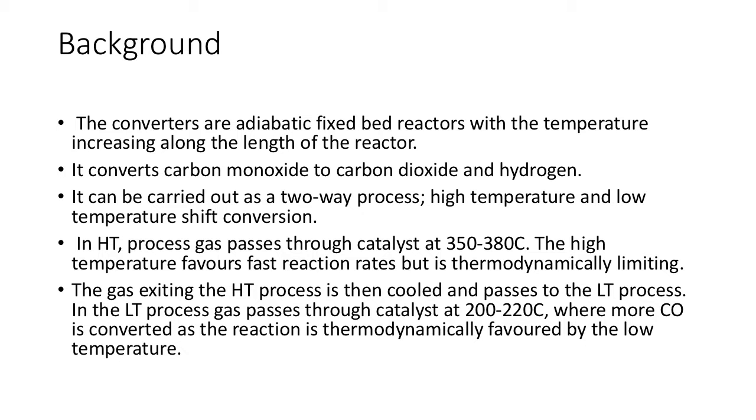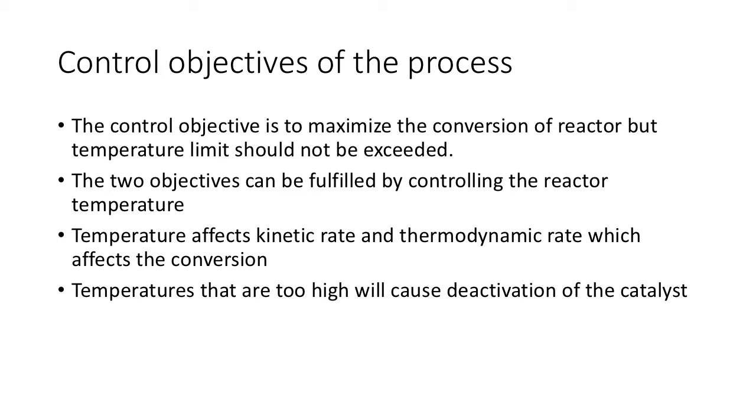The second major equipment is the CO converter, which consists of two adiabatic fixed bed reactors, the high temperature and low temperature shift conversion reactors. In high temperature, processed gas passes through catalyst at 350 to 380 degrees Celsius. The high temperature favors fast reaction rates but is thermodynamically limiting. The gas exiting the high temperature process is then cooled and passes to the low temperature process. In the low temperature process, gas passes through catalyst at 200 to 220 degrees Celsius, where more carbon monoxide is converted as the reaction is thermodynamically favored by the low temperature.